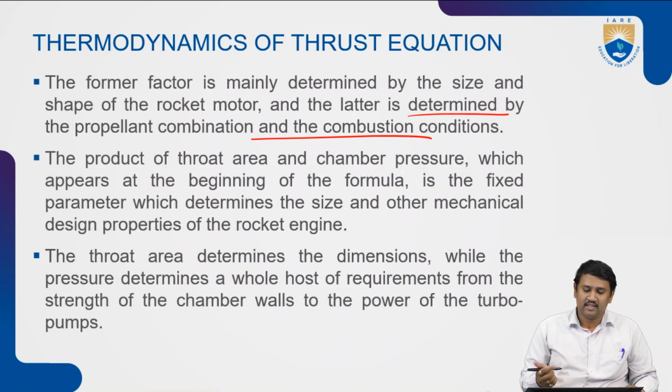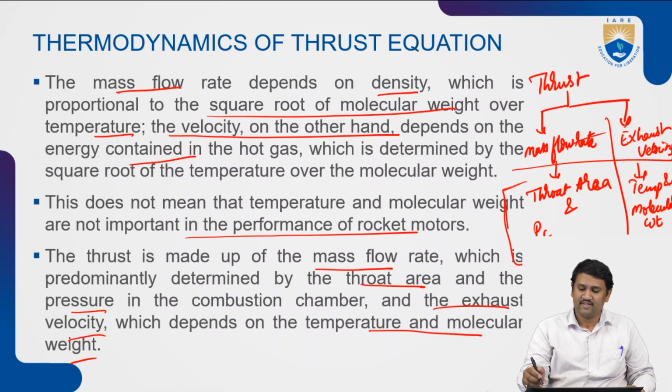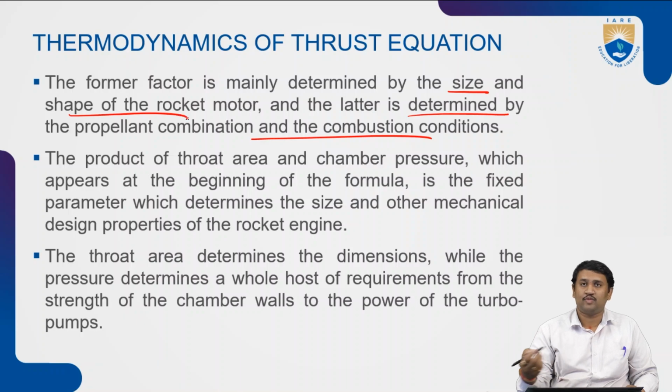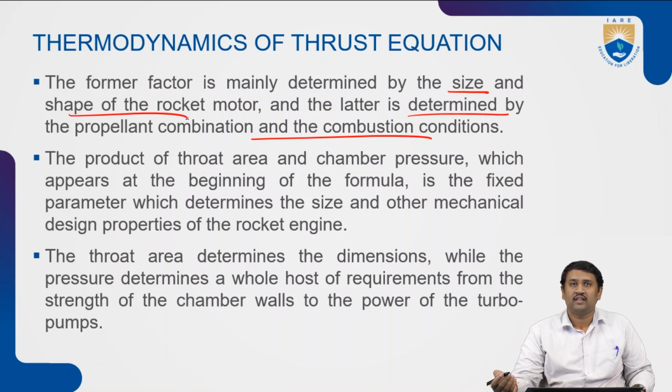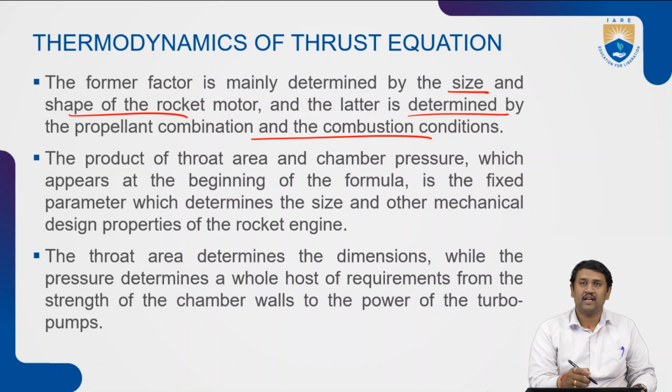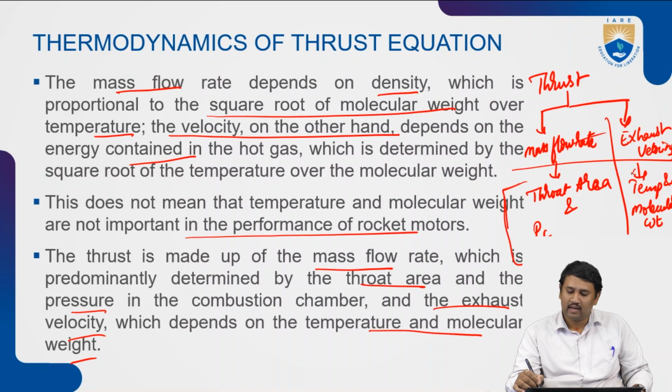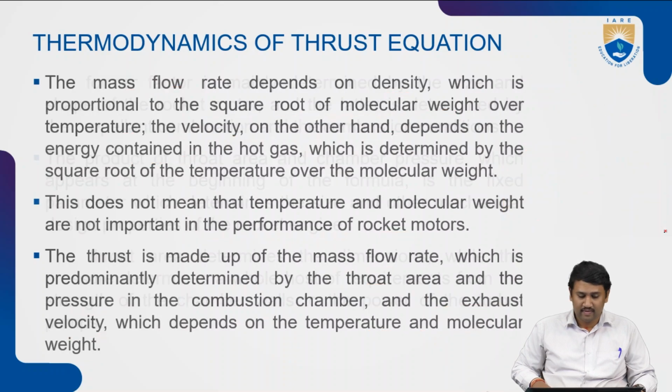Under these, the first, which is my mass flow rate, is determined by the size and shape of the rocket motor, which relates directly to my throat area. Whereas the second one is dependent on the propellant combination we use, as well as the conditions in which the propellant is being burned. That is related to the temperature that is being generated, as well as the molecular weight.